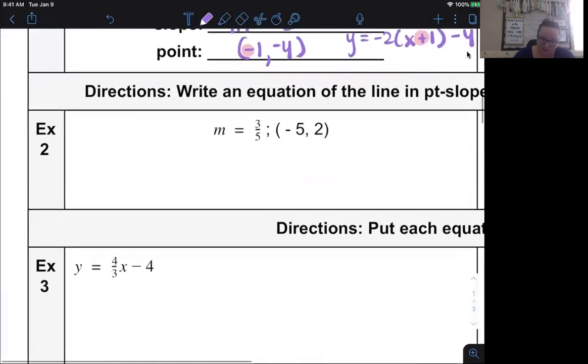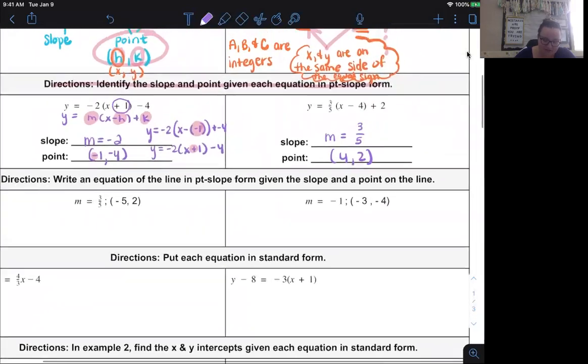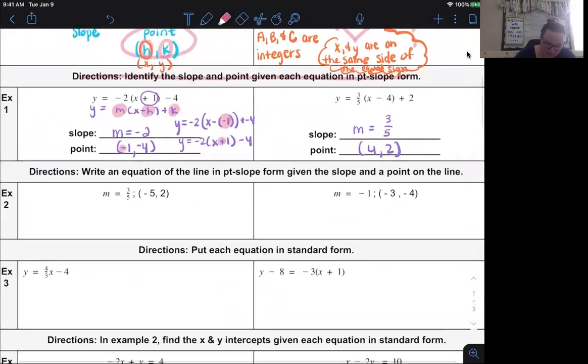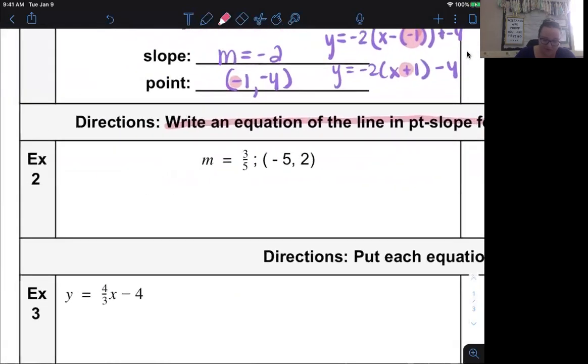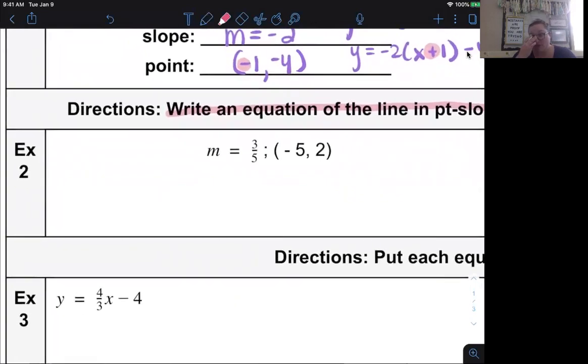So in example 2, our directions this time are write an equation of the line in point slope form given the slope and a point on the line. So in the first part, you can see that we're given the slope, m is equal to 3/5. And we're also given a point, negative 5, 2. So we're going to plug that slope and that point into point slope form. So remember, point slope form is y is equal to m times x minus h plus k.